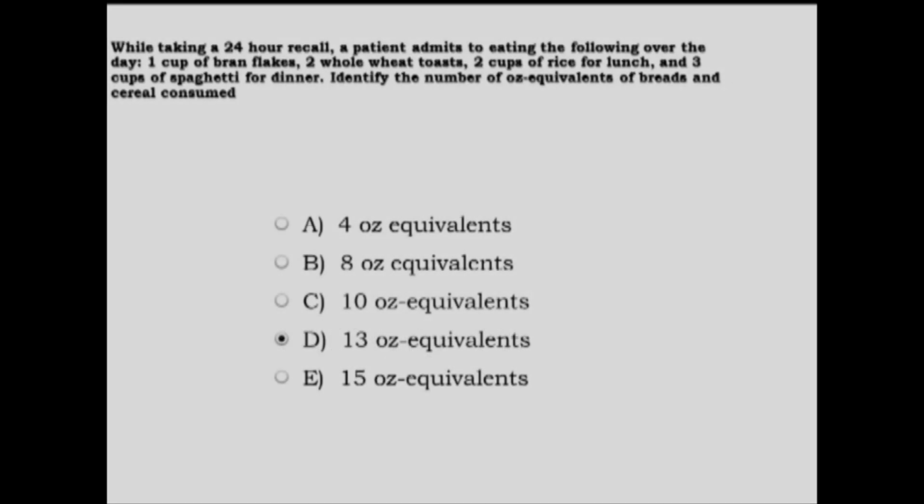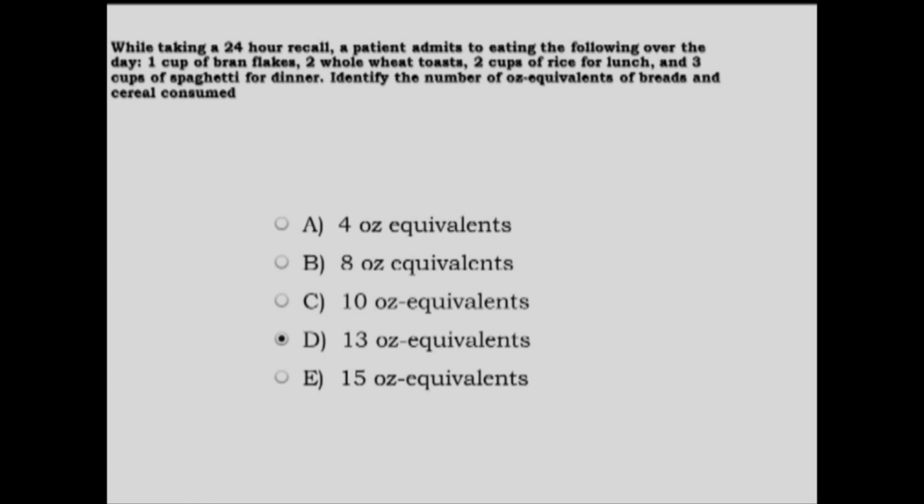In this first question, you could say while taking a 24-hour recall, a patient admits to eating the following over one day: 1 cup of bran flakes, 2 whole wheat toasts, 2 cups of rice for lunch, and 3 cups of spaghetti for dinner. Identify the total number of ounce equivalent of bread and cereal.